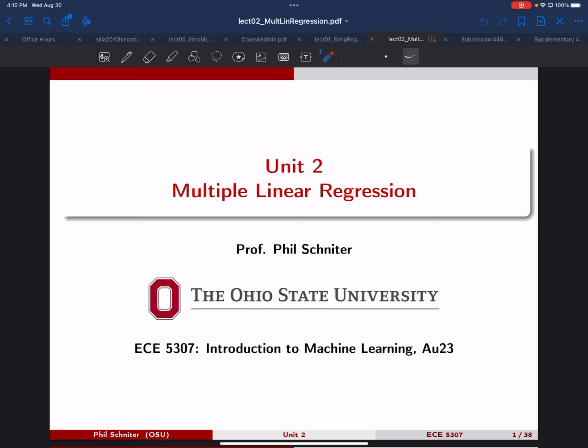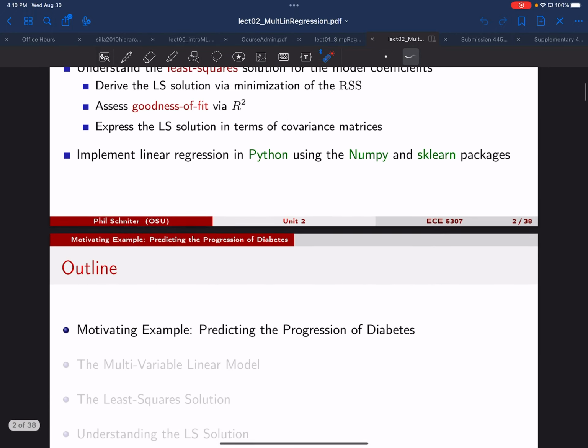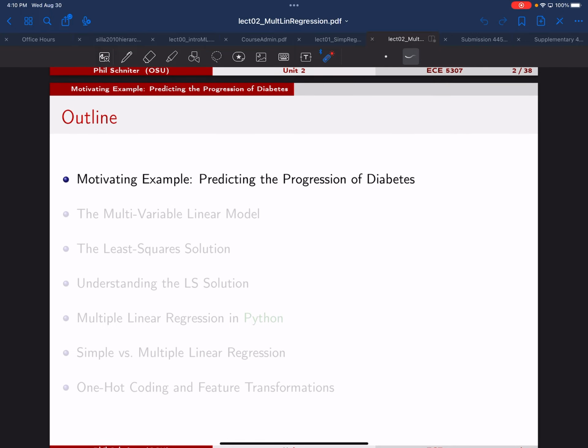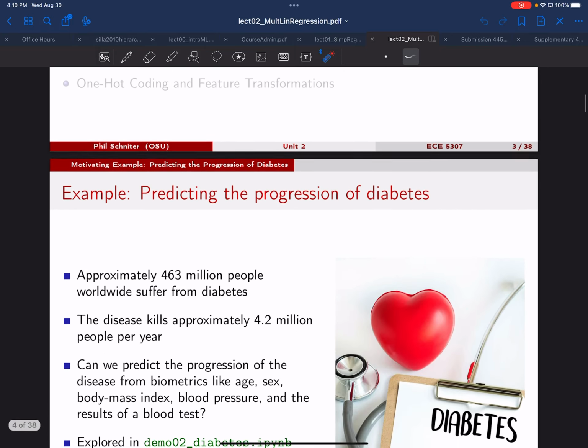So today we're going to talk about linear regression again, but instead of using just one variable to predict, we're going to use several variables to predict. This is called multiple linear regression, and last unit, when we used only one, it's called simple linear regression. So there's going to be a lot of similarities between what we did before and now. So we'll see that coming up.